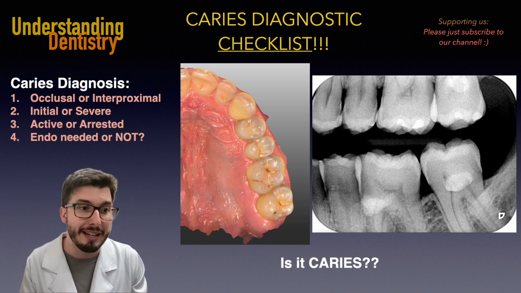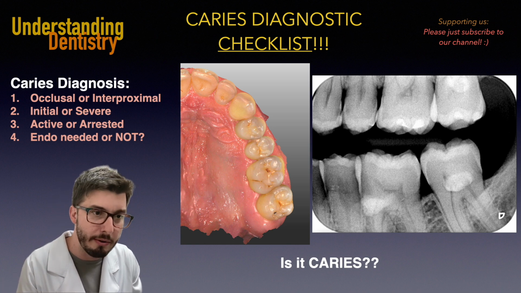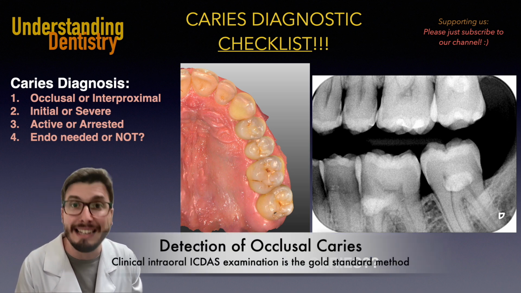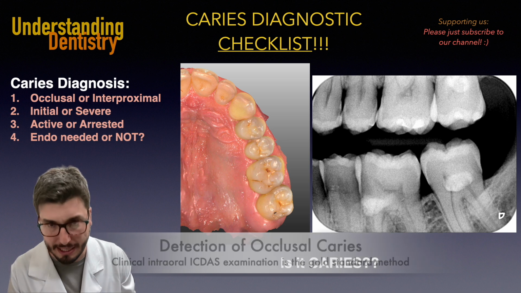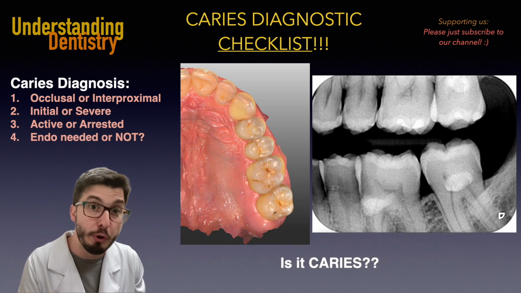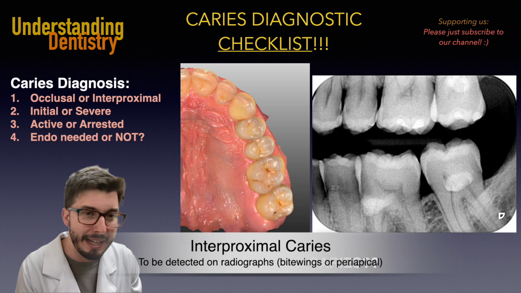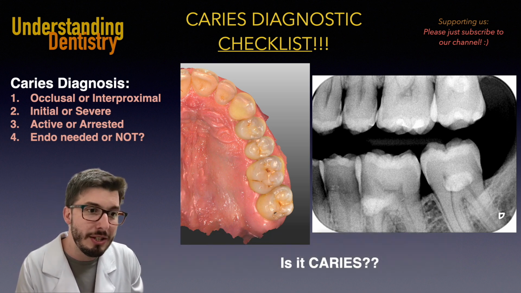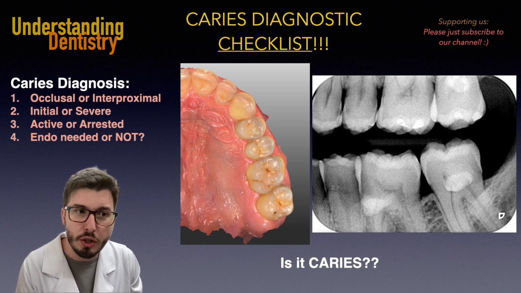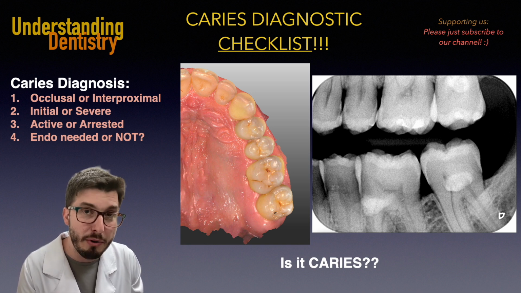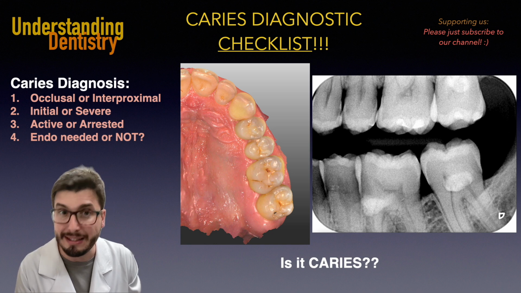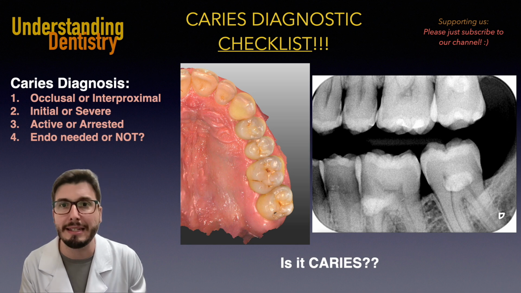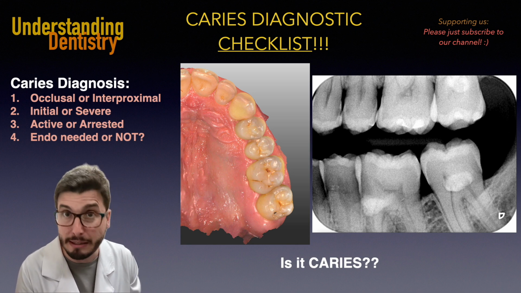First, we need to check if it's occlusal or interproximal caries, because for occlusal caries, the gold standard diagnosis is the clinical diagnosis, not the radiographic diagnosis, okay? For interproximal caries, then yes, radiographic diagnosis is the gold standard. Then we are going to see if it's initial or severe. Initial means only up to the enamel. If the dentin is also affected, now we need to restore, okay? Now we need to restore because the dentin is affected by these caries.